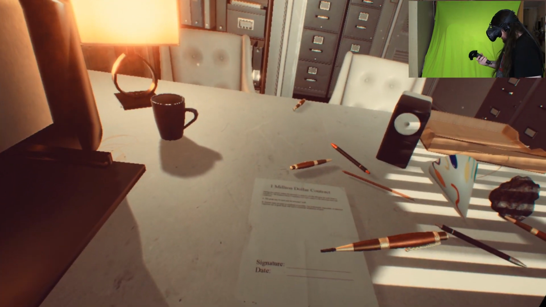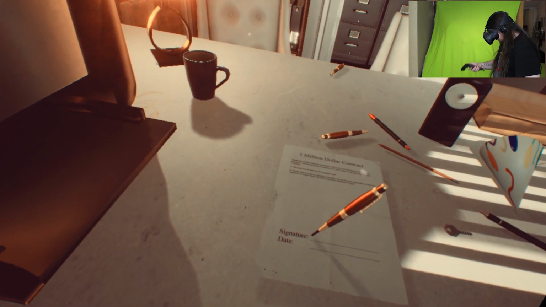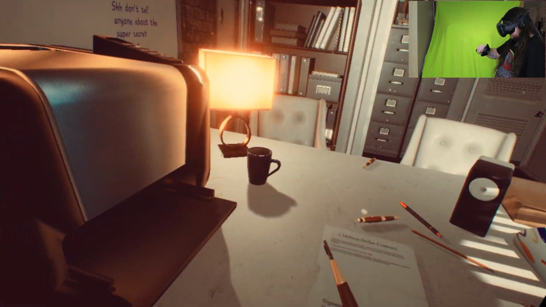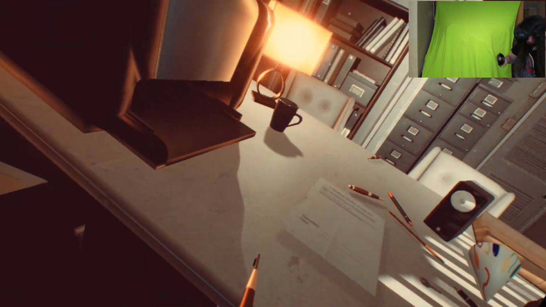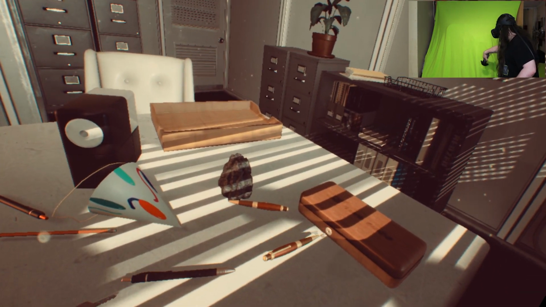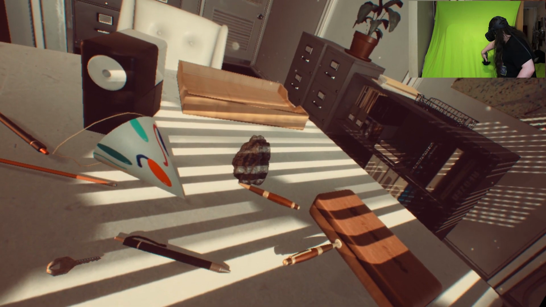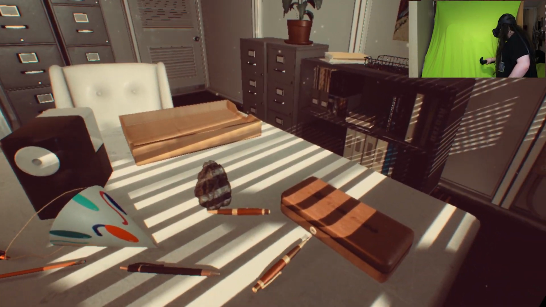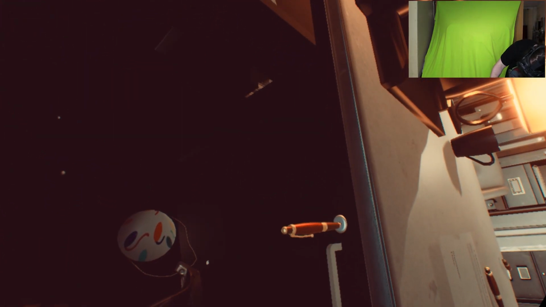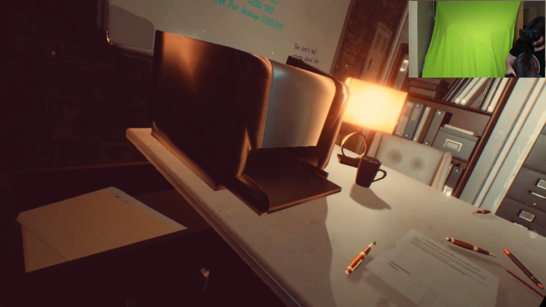Got a pen. What is that? Oh, it's a key. Nope. It's not for that. Is it for that? It's not for that? I can't tell. Is that a keyhole? Oh, it is a keyhole!